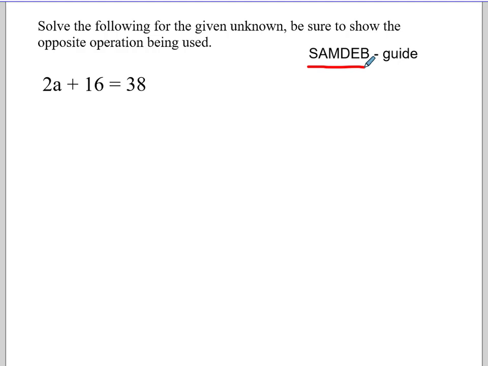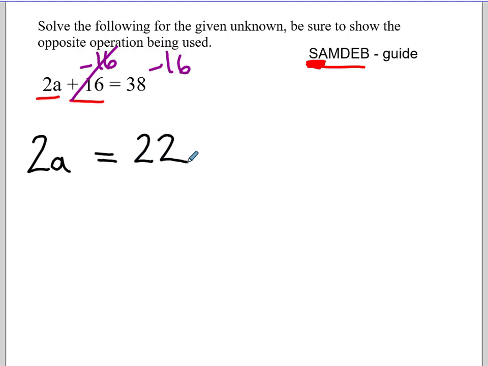So again, SAMDEB is our guide for solving. So we have 2a plus 16 equals 38. We have a multiplication operation and an adding operation. Well, the adding operation has to come first before the multiplication operation. So what is the opposite of adding 16? Well, subtracting 16. So these cancel, and we're left with 2a equals 38 minus 16, which is 22. Now over here I have the multiplication operation of multiplying by 2. So I'm going to divide both sides by 2, and I finish with a equals 11.